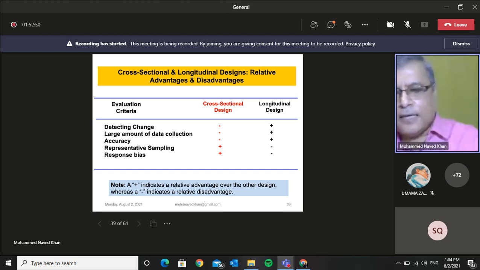Response-wise, it is said that cross-sectional designs are better equipped as far as this aspect is concerned. So less bias is there in case of cross-sectional, and we experience more bias as far as longitudinal designs are concerned. So I hope we are through, and if you have any questions, you are welcome, and otherwise we'll break.